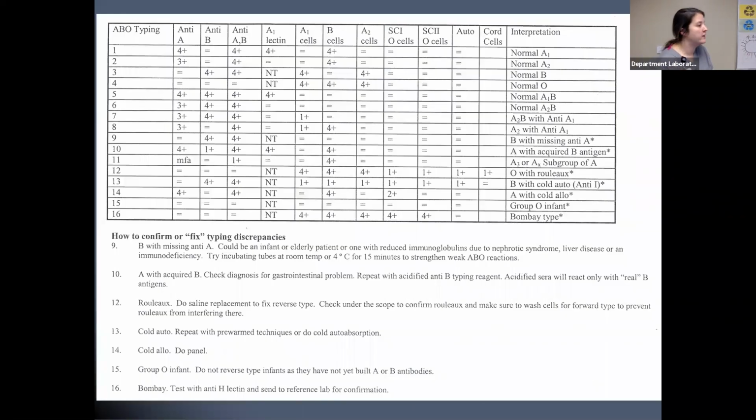All right, so this chart is actually in your lecture manual. It has the reactions of all of our types. Spend some time on this. Get familiar with the expected reactions, identifying any type of discrepancies. Notice that our Bombay type is on here. You remember we talked about Bombay? So this is what he will look like.